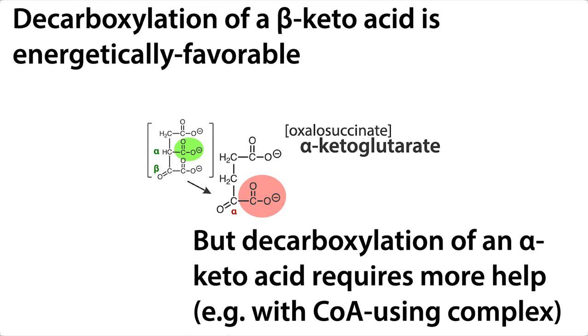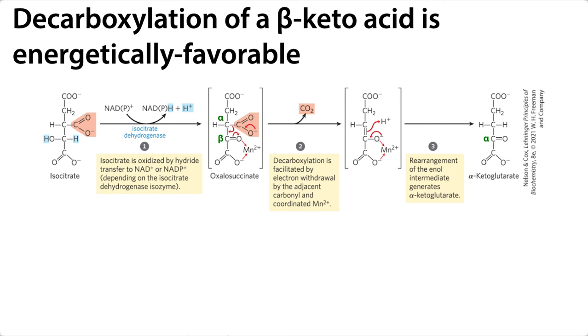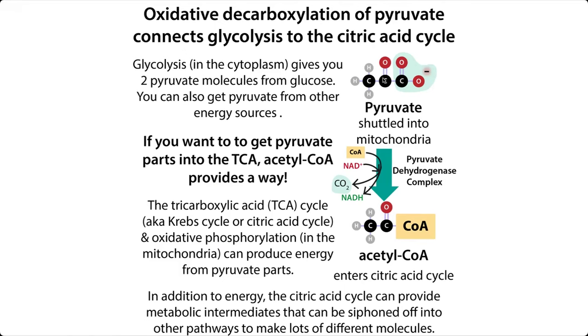If we have a beta carboxylic acid, that's going to be a lot easier to decarboxylate. And so when we see beta carboxylic acids in our citric acid cycle, those are going to be easier to break off. But in this case, we have the ketone alpha to the carboxylic acid. They're right next to each other. This is going to make it harder to decarboxylate. And so when you see something like this, it's going to be one of those instances in which you're going to have to use these more complicated complexes.